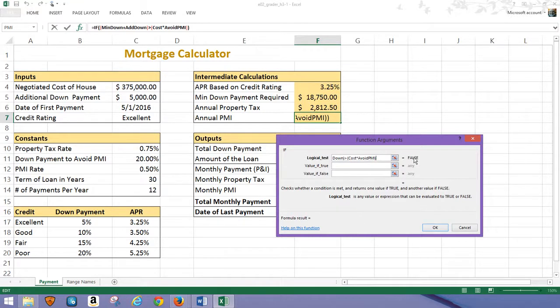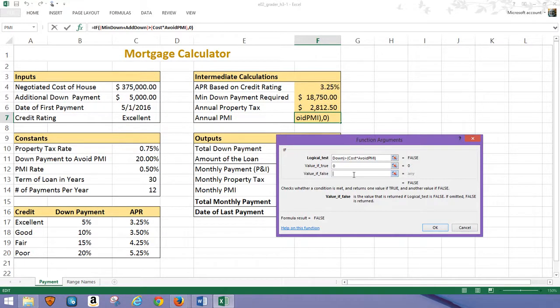So in this case, it's saying it's false because 20% of this would be something like $75,000, and we're only putting down 18,000 plus 5, 23,000. So if this is greater, total down payment, PMI is 0. So that's nice and easy. But if it's not, what we have to do is figure out what it is.